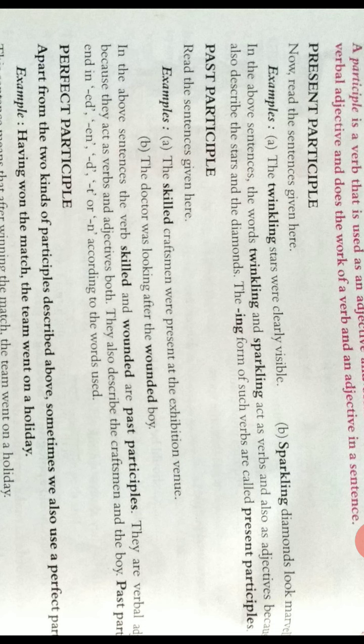Now, next in the category of participle is the perfect participle. And I'm sure, students, you are quite aware of the various types of tenses. And in perfect, we have the perfect participle. Apart from the two kinds of participles described above, sometimes we also use a perfect participle. Example, having won the match, the team went on a holiday. So this sentence means that after winning the match, the team went on a holiday.